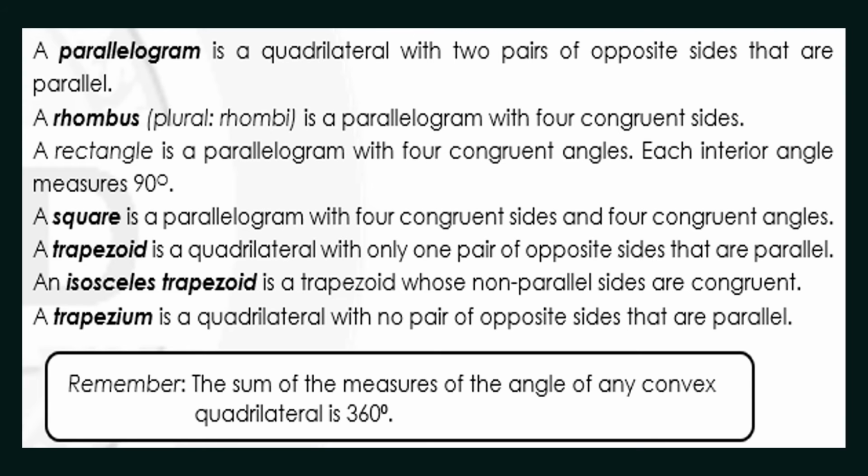Ito po yung mga sinabi ko kanina dun sa diagram. Dagdagan lamang natin. Pag sinabing rhombus, ay singular yon. Ang plural niya ay rhombi. And then we also have the sum of the measures of the angles of any convex quadrilateral is 360 degrees. So, ito ay naituro na rin dun sa previous nating video lesson.